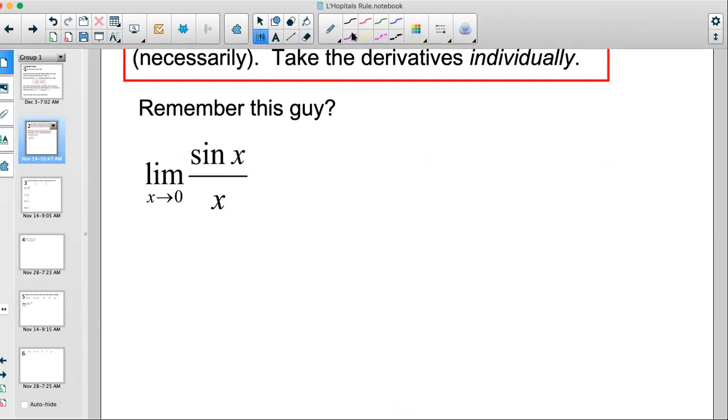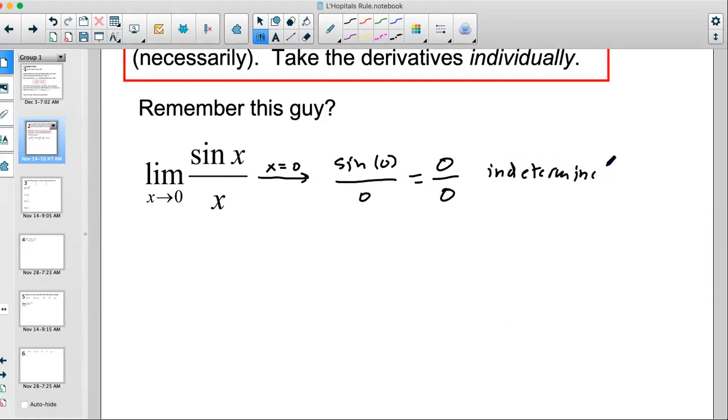The first thing we would do is try and just plug in 0. That's how we do all limits. If I just plug 0 in here, I get sine of 0 over 0. Sine of 0 is 0, and 0 is equal to 0. And this right here is what I would call an indeterminate form.